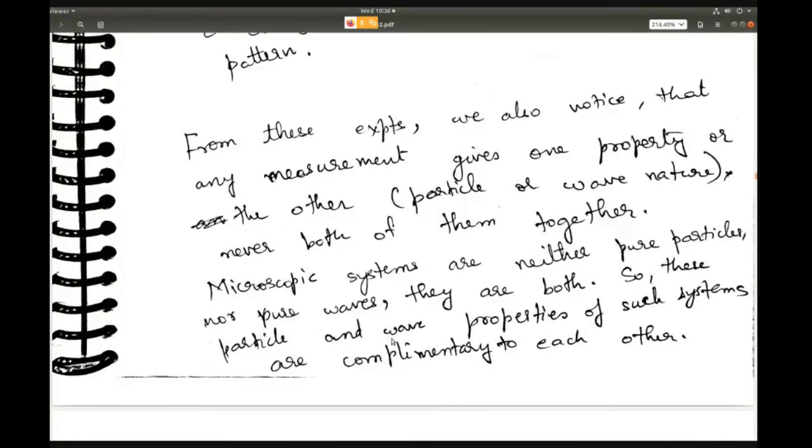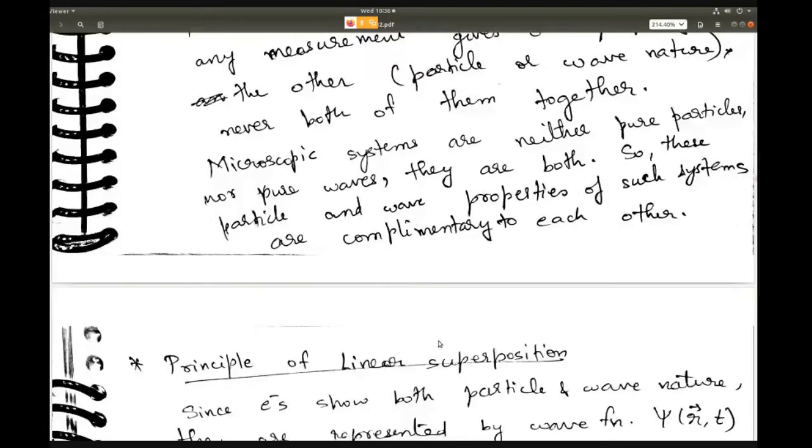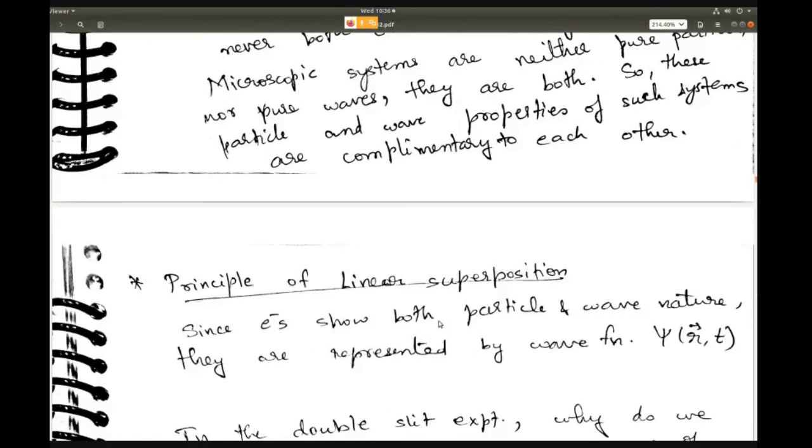So which means that particle and wave properties are complementary to one another. When you see one, you won't see the other. When you see the other, you won't see the first one. So they are complementary to each other. Even though both exist, both are behaviors of the same particle, they are complementary to each other.